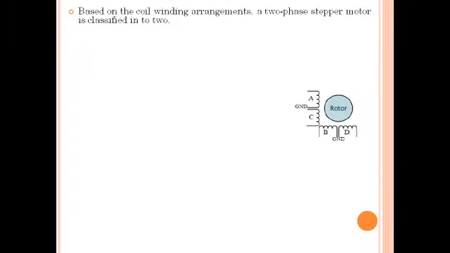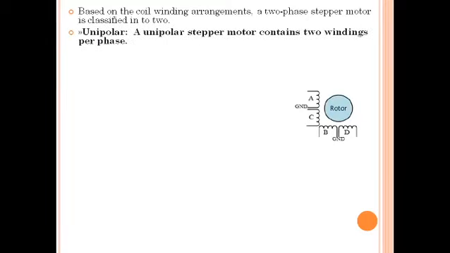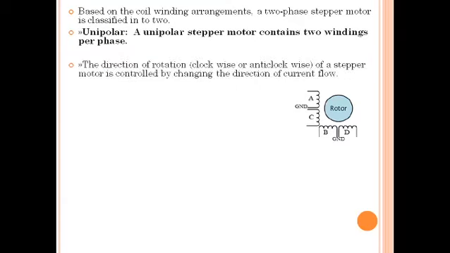Based on the coil winding arrangements, a two-phase stepper motor is classified into two types: one is unipolar and another is bipolar. A unipolar stepper motor contains two windings per phase, and the direction of rotation, that is clockwise or anti-clockwise, of a stepper motor is controlled by changing the direction of current flow.